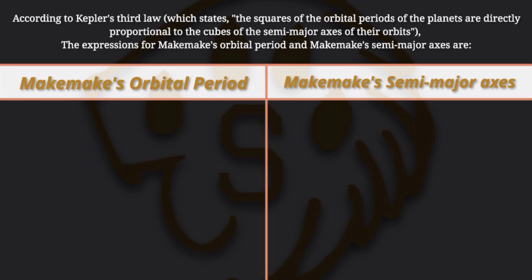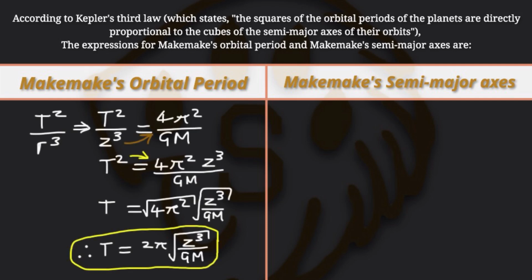So the expression for Makemake's orbital period and Makemake's semi-major axis are, as you can see, T squared over r cubed will be equal to 4 pi squared over GM. That's the equation for Kepler's law. But in this case, we're going to substitute r with z. So it's now T squared over z cubed, because z will represent our semi-major axis, as you saw in the previous videos for the planets that we looked at previously.